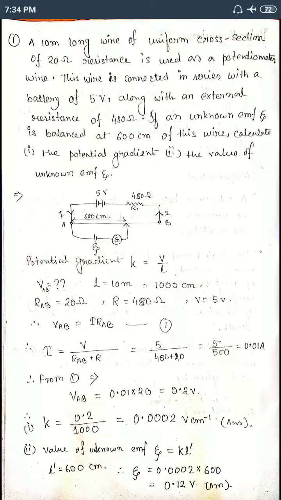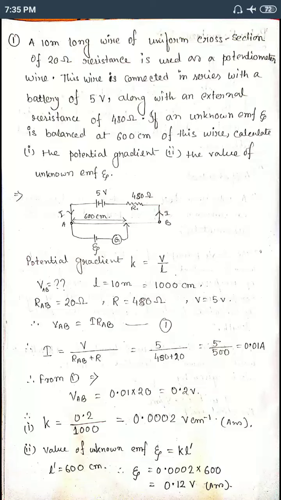So today's class is all about the different kinds of problems. Four problems we discuss here related to potentiometer. This type of numericals will come in your board's exam. So without any delay, let's start with the first problem.